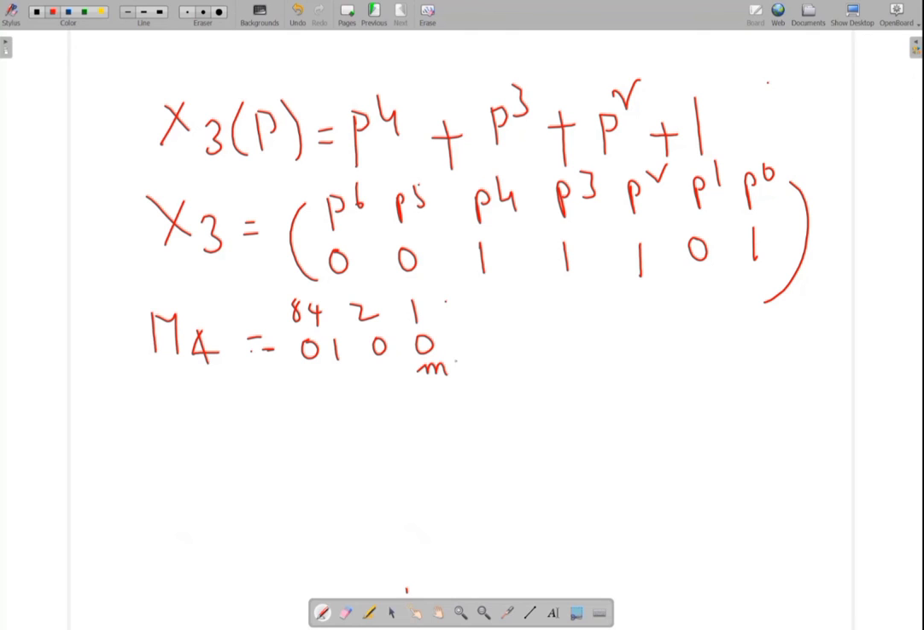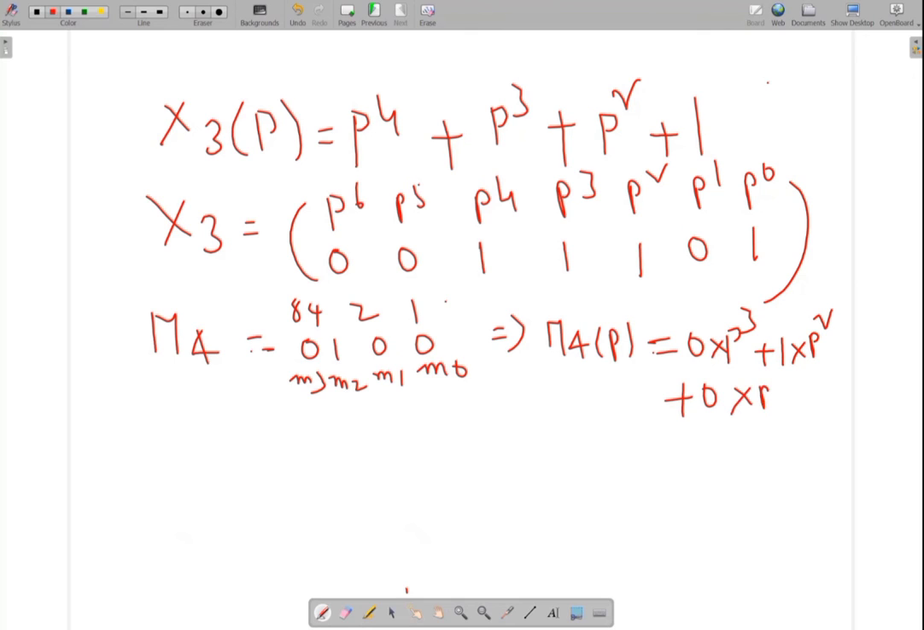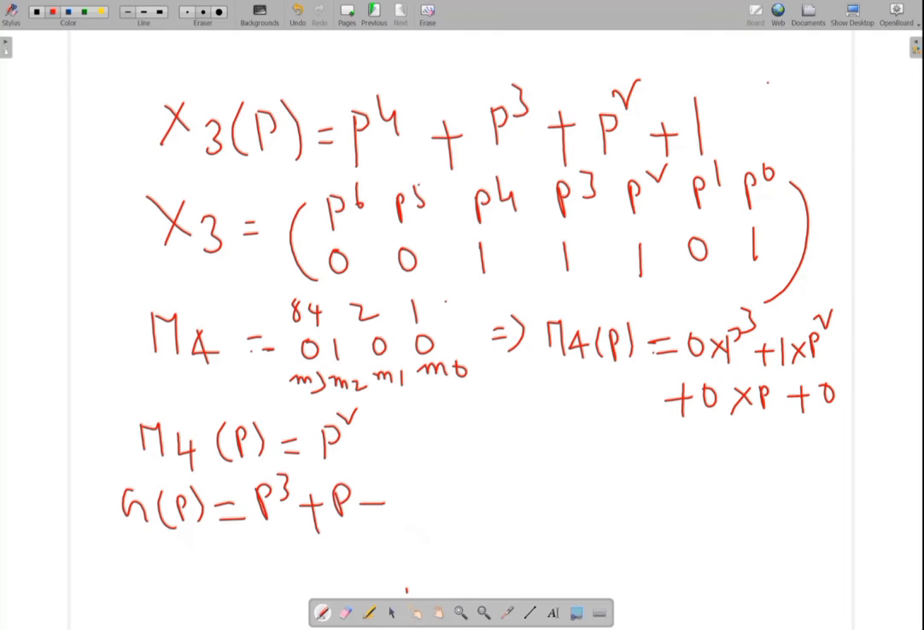This one is M0, M1, M2, M3. M4 of P is equal to 0 into P cube plus 1 into P square plus 0 into P plus 0. Therefore, M4 of P is equal to P square. G of P is equal to P cube plus P plus 1.